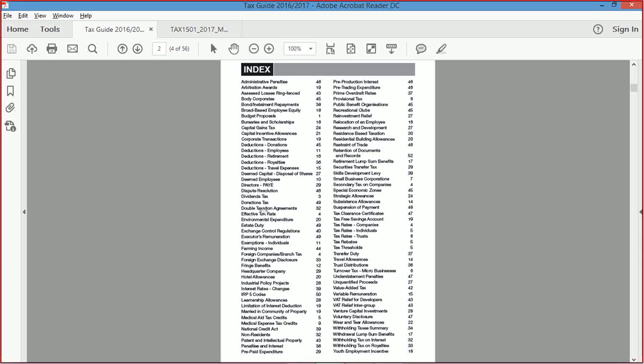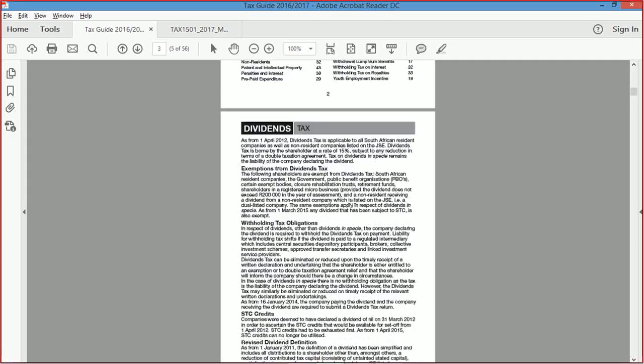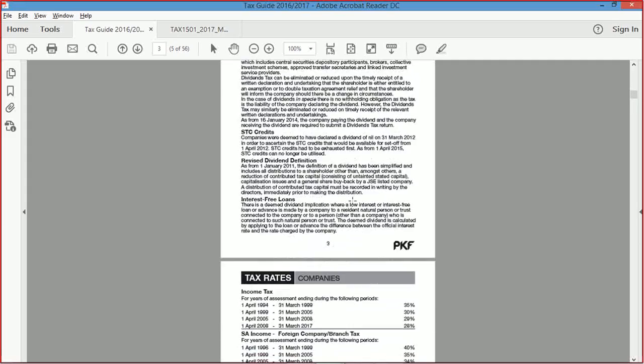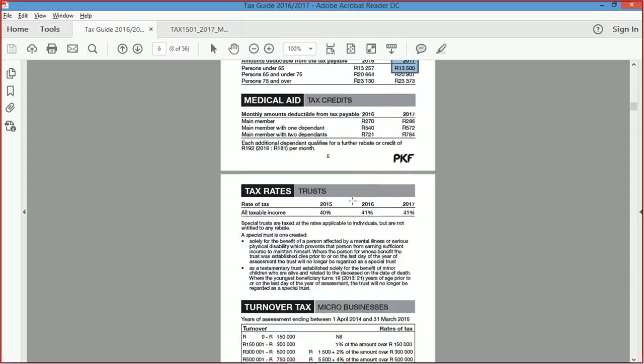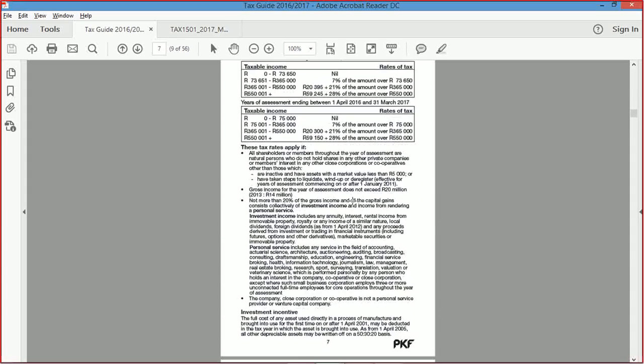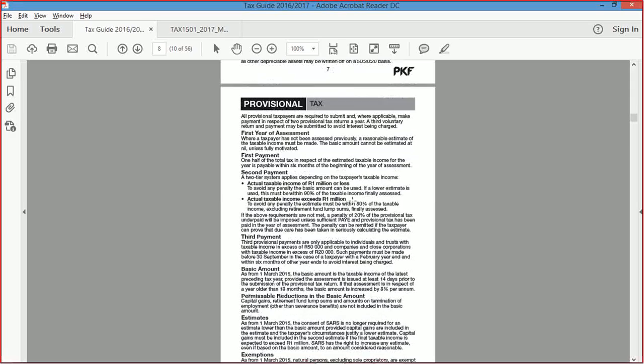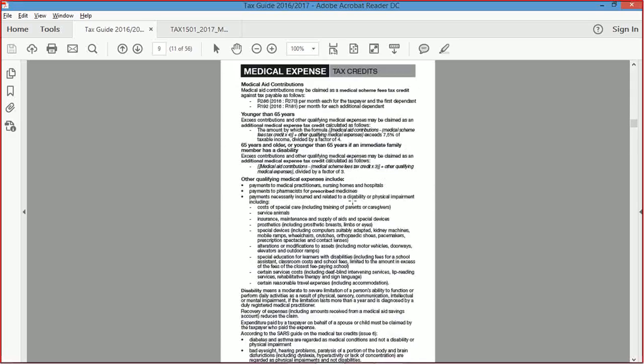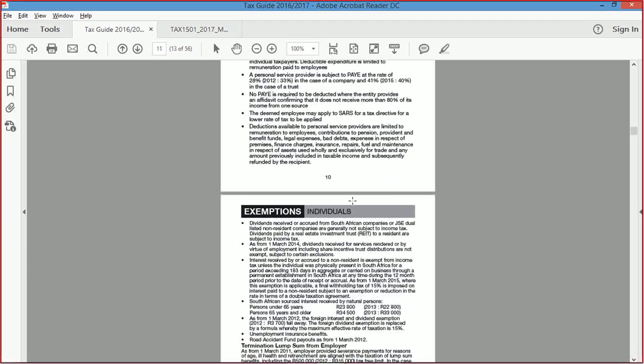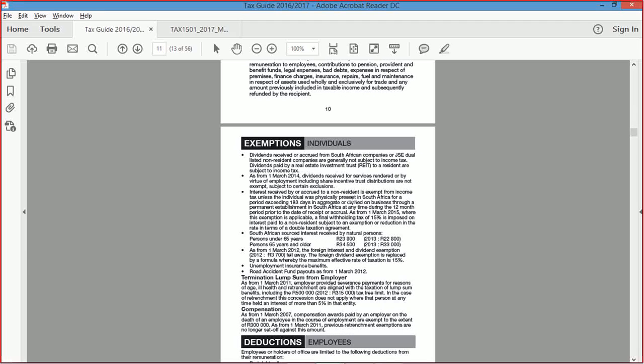Local interest. The interest rates, no. It'll be exempt income. Where's exempt income here? Travel, retirement, deductions, dividends. It might be under dividends. Dividend tax, tax rates, medical, small business, investments, provisional tax, exemptions. There, it'll be under exemptions. Yes, I see it now.